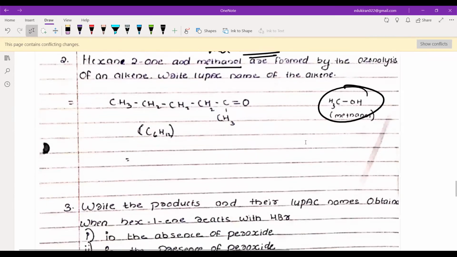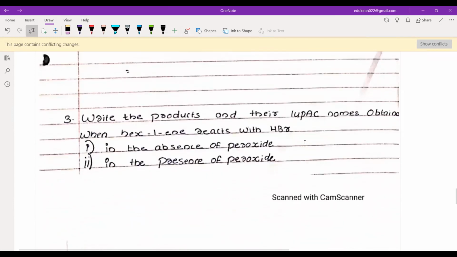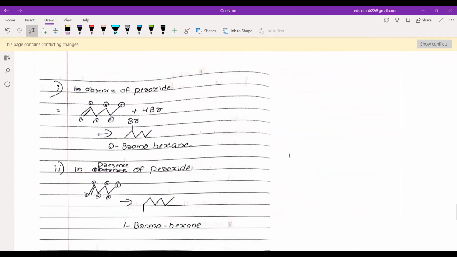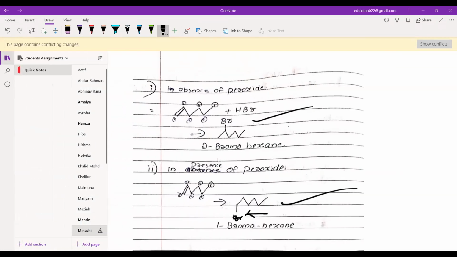And write the products and their names obtained in the absence of peroxide and in the presence of peroxide. Here you will have Br. You forgot to write Br here, Minashi. Yes or no? Yes. Okay.